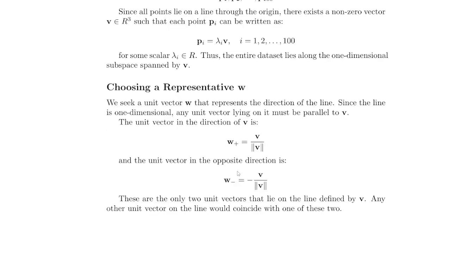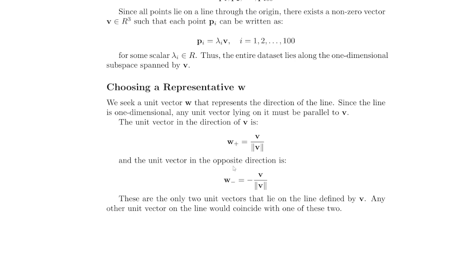Now let's think about how to choose a representative vector W. Since all the points lie along the line spanned by V, the direction of this line is determined by V, but we need a unit vector to represent it. To do this, we normalize V to get a unit vector in the same direction. This is what we call W positive, which is simply V divided by its magnitude.